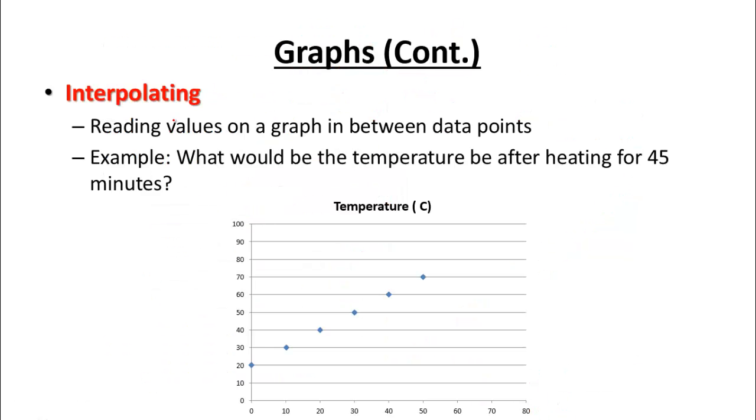When we look at graphs, we have a thing called interpolating. Interpolating is when you read values on a graph between. The prefix inter means between. So if you read between data points, you're interpolating data.